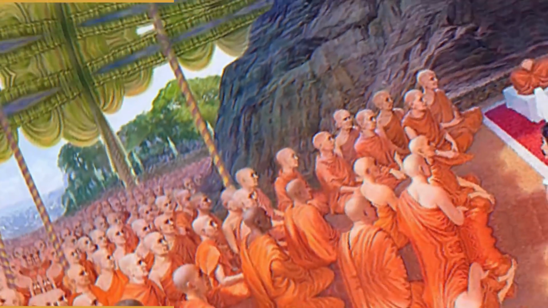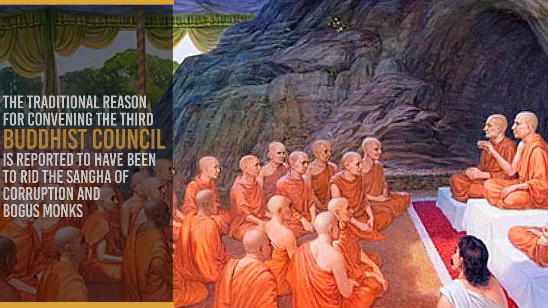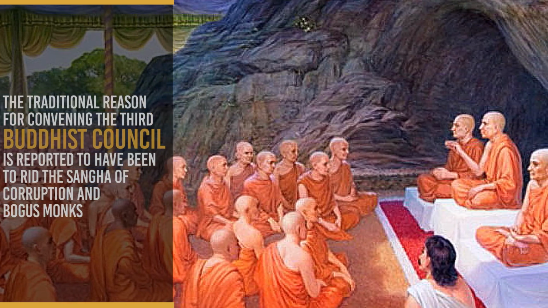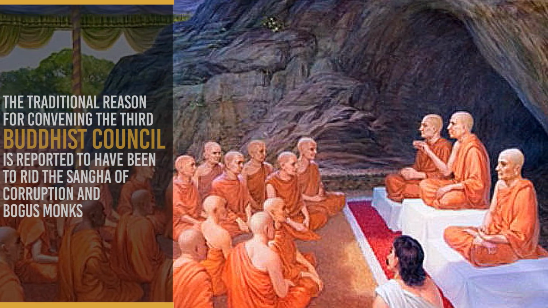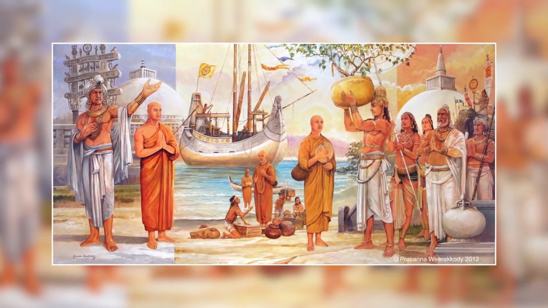The traditional reason for convening the Third Buddhist Council is reported to have been to rid the Sangha of the corruption and bogus monks who held heretical views. It was presided over by the elder monk Moggaliputta Tissa.